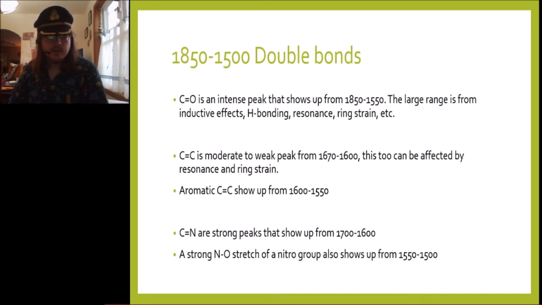A C double bond C ranges from 1670 to 1600. But this can also be affected by resonance and ring strain, with aromatic being below that, 1600 to 1550. And then imines, so C double bond N, strong peaks that will show up from 1700 to 1600. One other type of peak that could show up here is also an NO stretch from a nitro group, which shows up between 1550 and 1500.